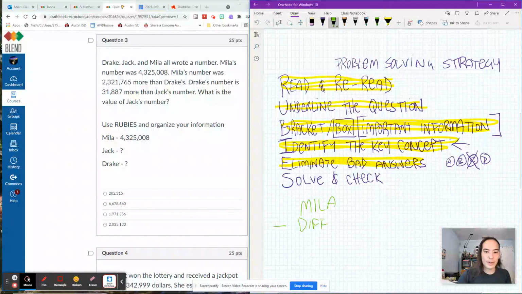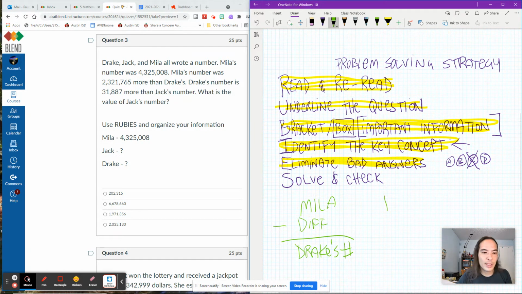Right, so let's take a look. We got Mila minus the difference equals Drake's number, right? And then we can say that Drake's number minus, let's see, Drake's number is more than Jack's number, so that means Jack's number is smaller. So if we subtract 31,887 from Drake's number, that should give us Jack's number.